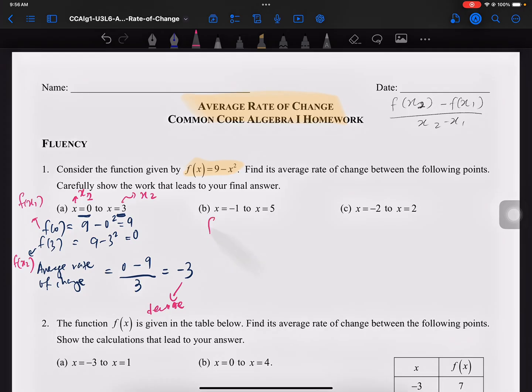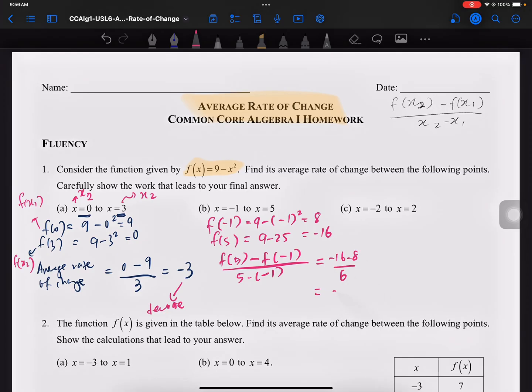Next for b, substitute f(-1), 9 minus 1 squared, which is 8. f(5) is 9 minus 25, which is negative 16. So f(5) minus f(-1) over 5 minus negative 1, which is negative 16 minus 8 over 6, which is negative 24 over 6, which is negative 4. So the function drops by 4 units per 1 unit increase in x, so it also decreases, a negative value.